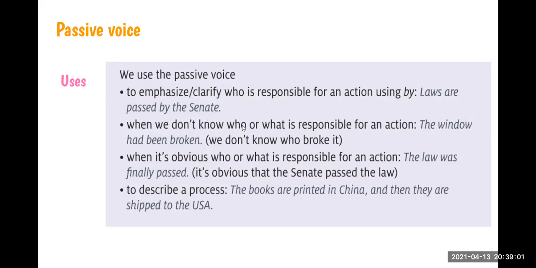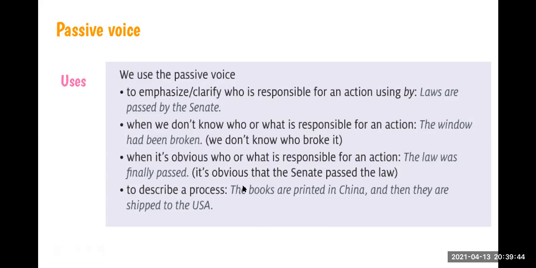When we don't know who or what is responsible for the action, the window had been broken. We don't know who broke the window. Then we have when it is obvious who or what is responsible for the action. For example, the law was finally passed. It is obvious that the Senate passed the law. And the last point we have to describe a process. The books are printed in China and then they are shipped to the USA. So we use the passive voice in these 4 different situations, okay?